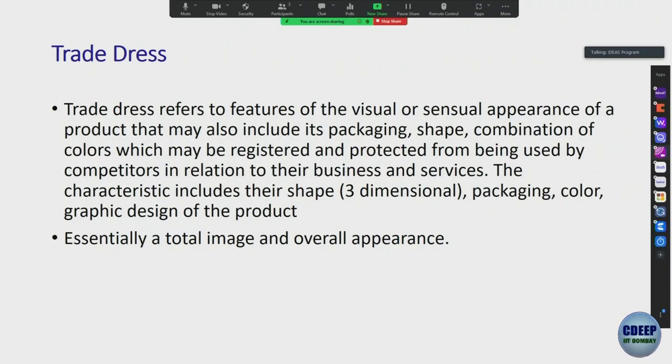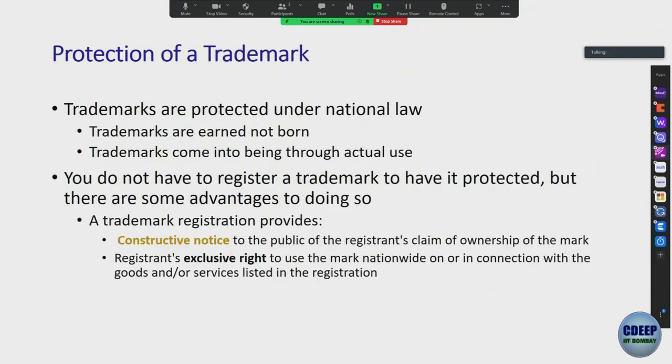So it is the total image and overall appearance that is registered as a trade dress, and you can sue people for trade dress infringement. There are a lot of cases like that where they are sued. But then we are going beyond a trademark, to full trade dress. Trademarks obviously are protected under national law. Each country has a trademark act. Again, unlike a patent, where you have to register and through an examination process it is granted and then you can protect, trademarks come into being through actual use. You start using your trademark.